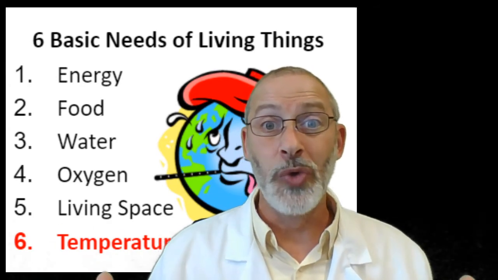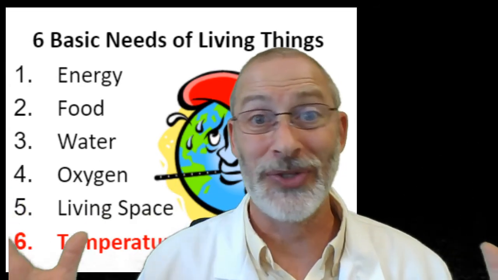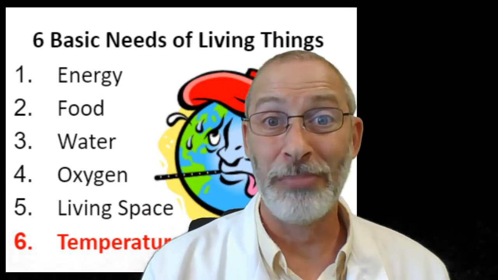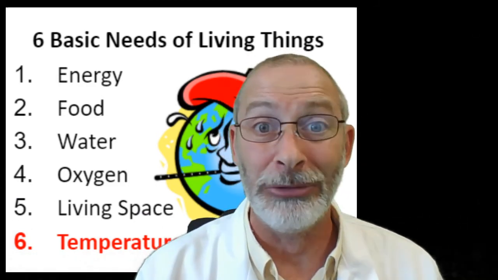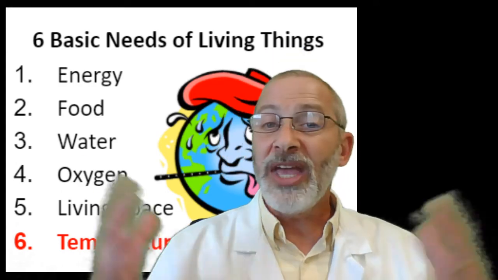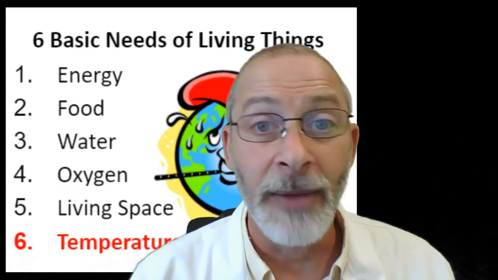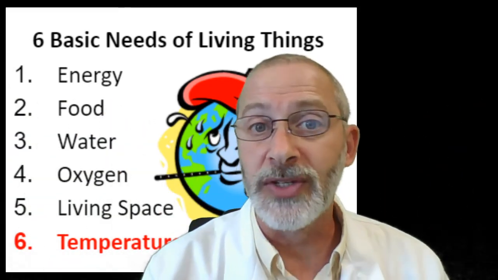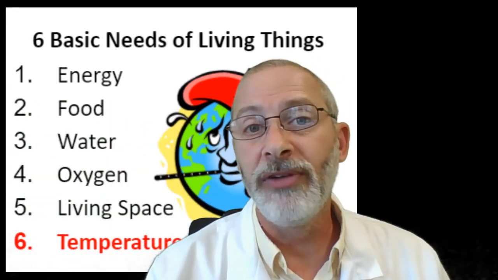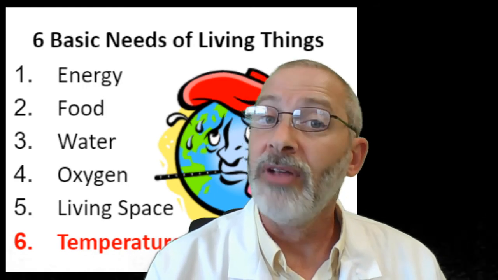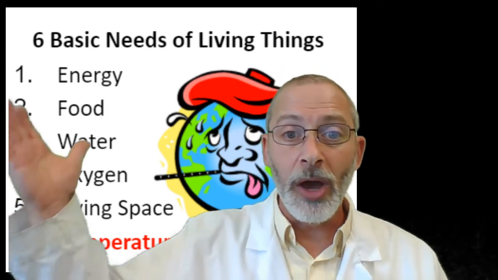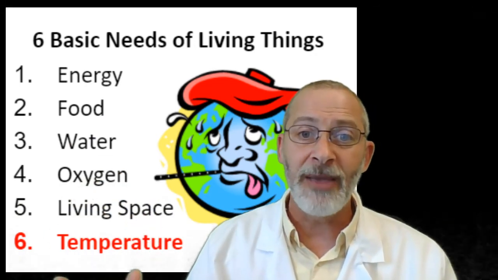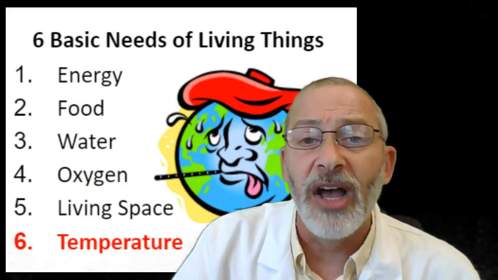Likewise, when water gets too hot, it vaporizes, turns into steam. We can't survive in those temperature conditions. Our bodies would literally cook. So we have limited temperature spans. Some organisms have larger, some have smaller ranges of temperatures, but all living things, as far as we know, have a limited temperature span. So there we go. Energy, food, water, oxygen, living space, and temperature, the basic needs of living things.